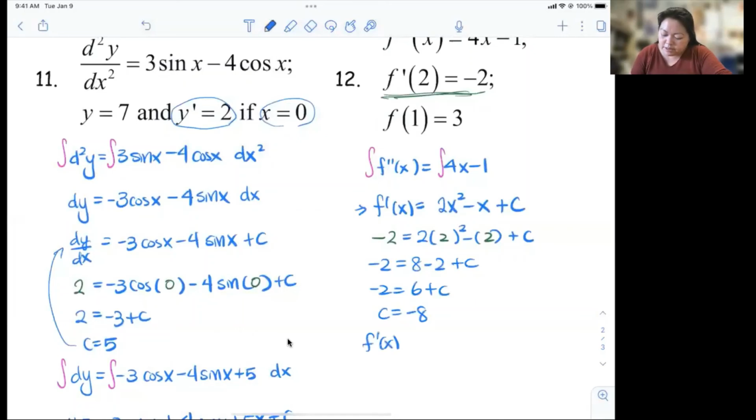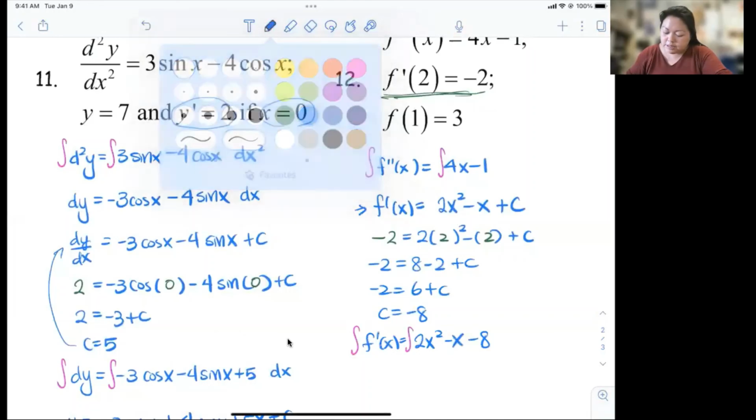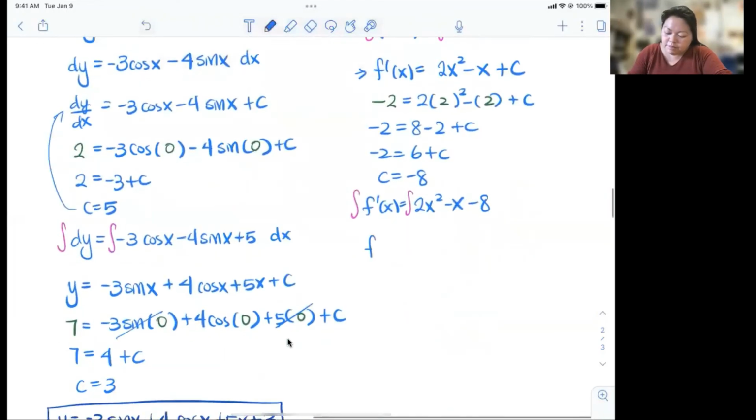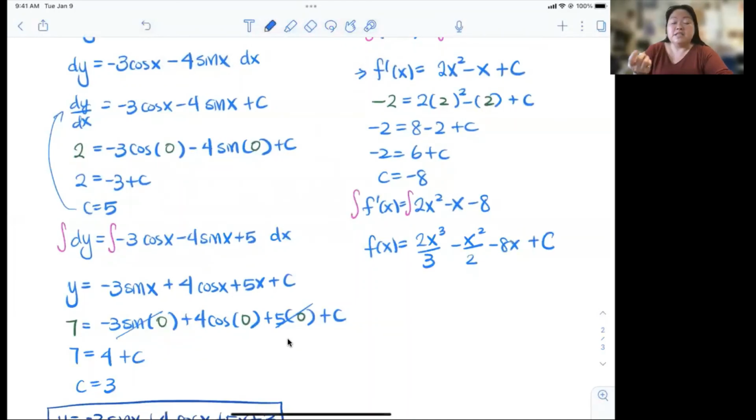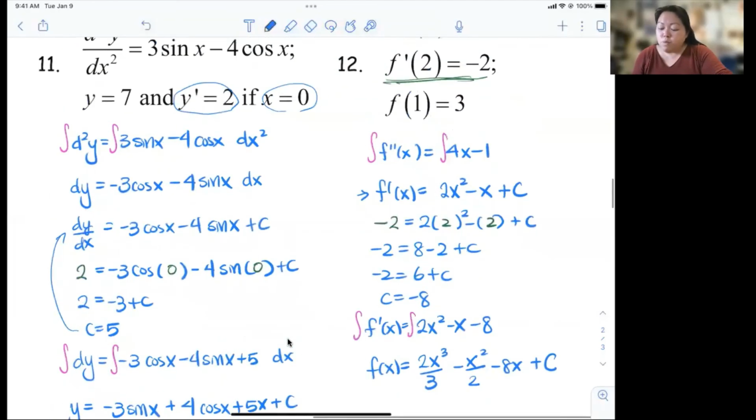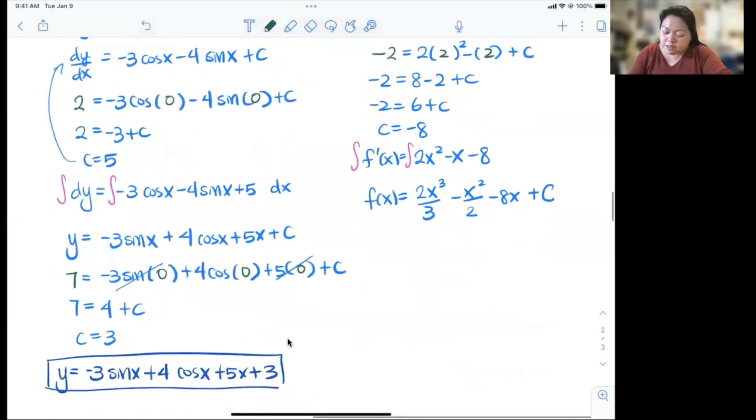All right, put it back into my equation right here. So f prime of x is equal to 2x squared minus x minus 8, right? All right, one more step. I'm going to take the antiderivative one more time, and I will get f of x equals 2x cubed over 3 minus x squared over 2 minus 8x plus c. All right, I call it c again because it doesn't matter. You can call it d. All right, the original information says f of 1 equals 3. So that means this is 3. And then my x values are 1.